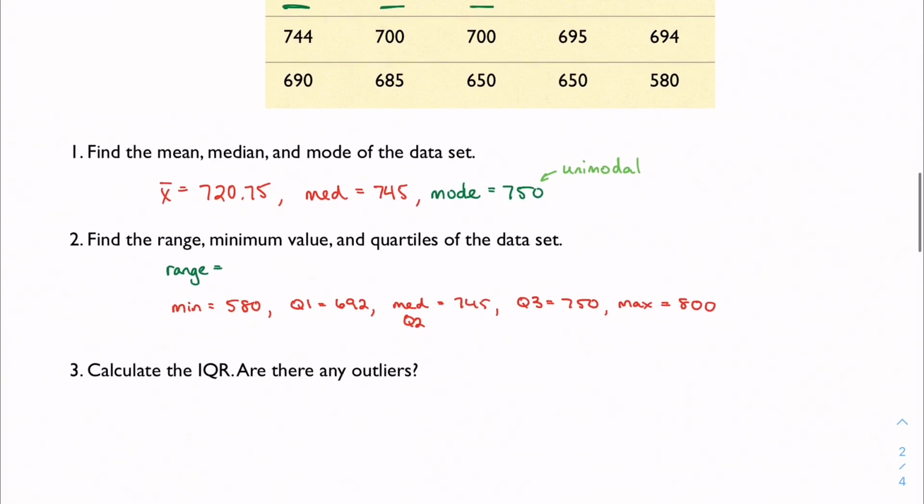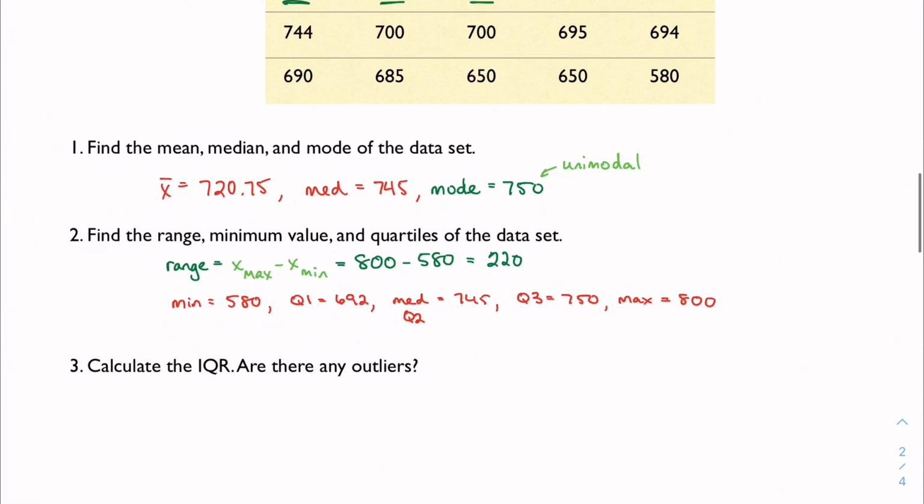The other thing we don't get from our calculator is the range, but we have the pieces that we need to do it, right? We remember that range is the maximum value versus the minimum value. Max minus min. So our maximum value we can tell is 800, and our minimum value is 580. So that gives us a range of 220. Obviously, the higher the range, the more spread out the data is.